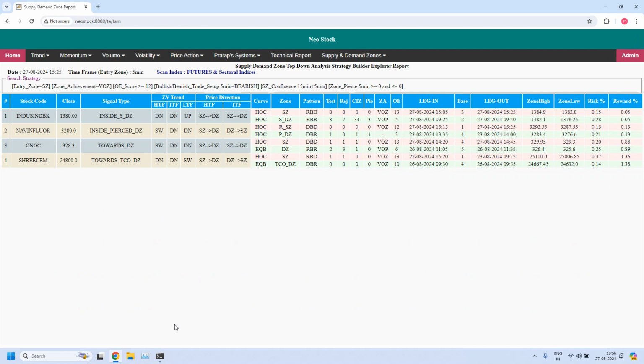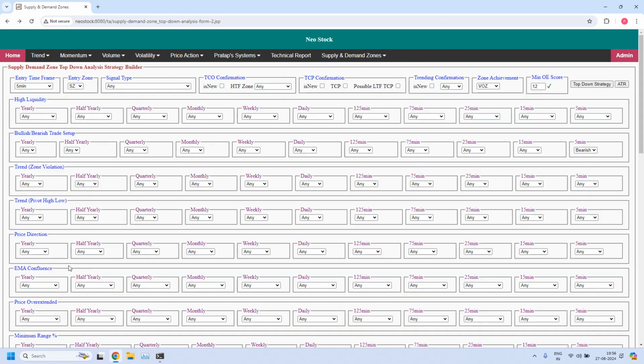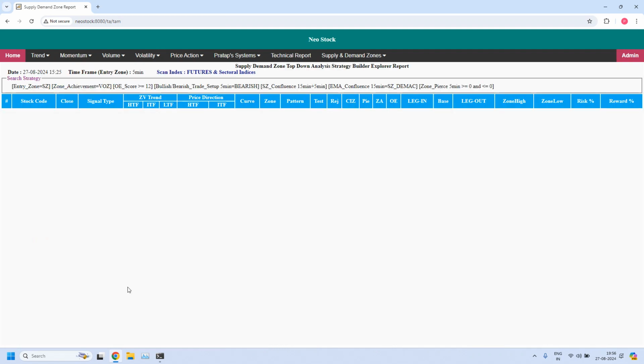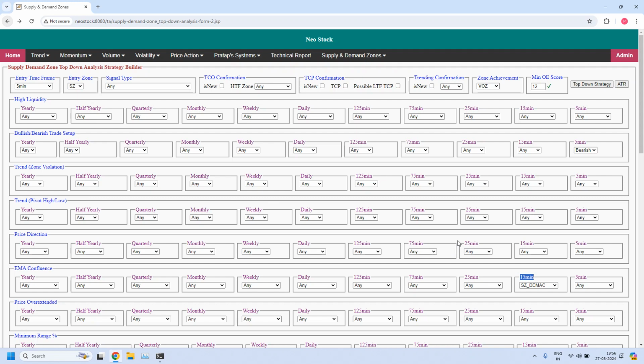Now let us add, because all the 15 minute zones are downtrend. So let us check whether the supply zone is having daily EMA confluence. So EMA filter we are going to add for the 15 minutes time frame, whether the supply zone is having daily EMA confluence. No, none of the stocks from the 4 are supporting EMA confluence. Fine, no problem. We are removing the filter.